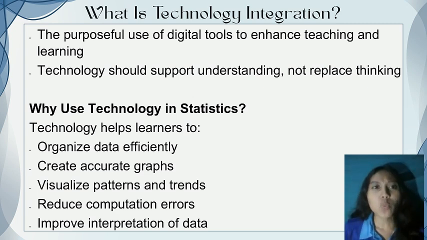So you can answer this question. Which of the following is not a reason to use technology in statistics? To organize data efficiently, to replace critical thinking, to reduce computation errors, or to visualize patterns and trends?